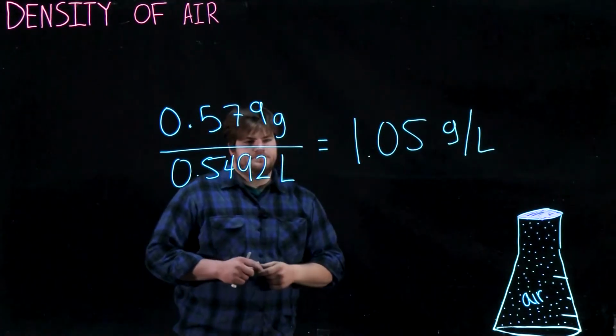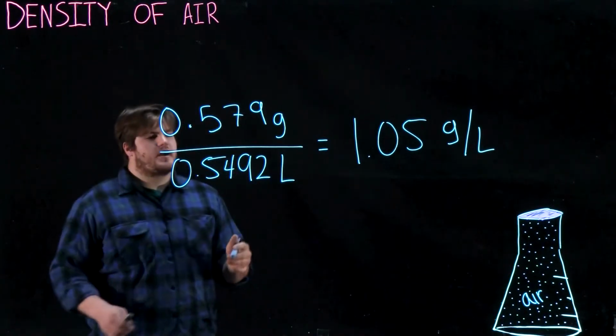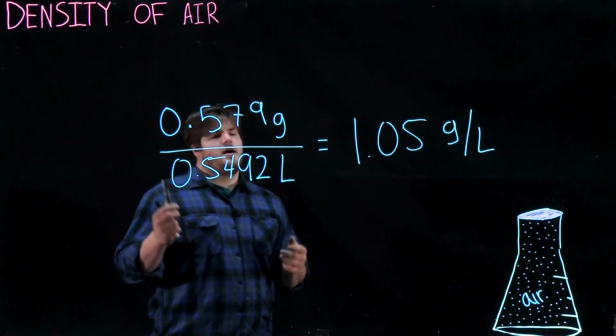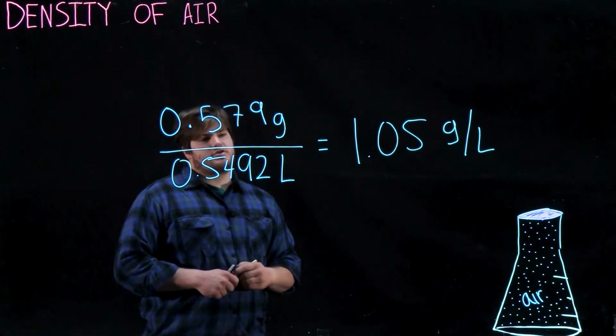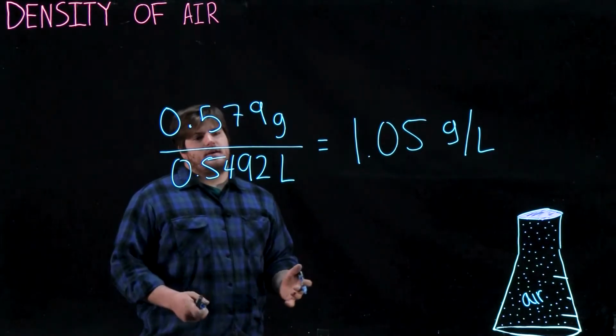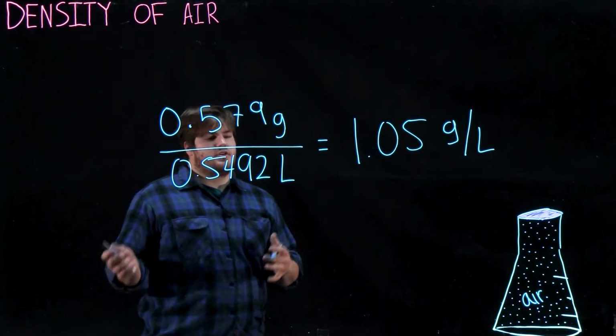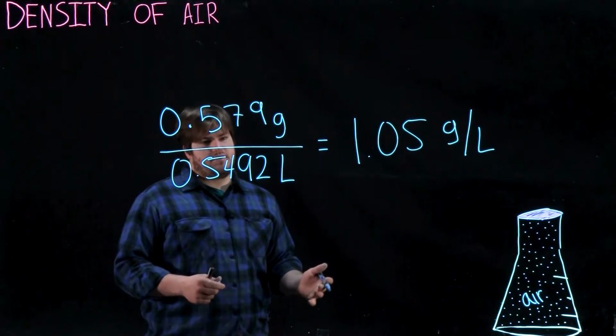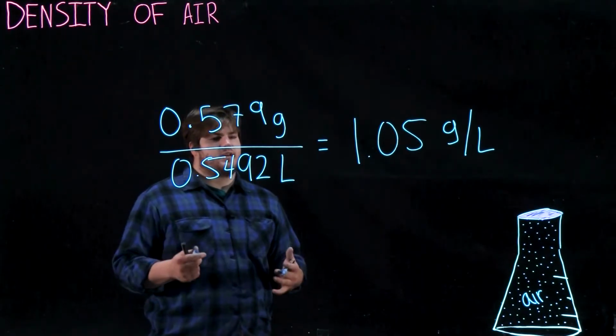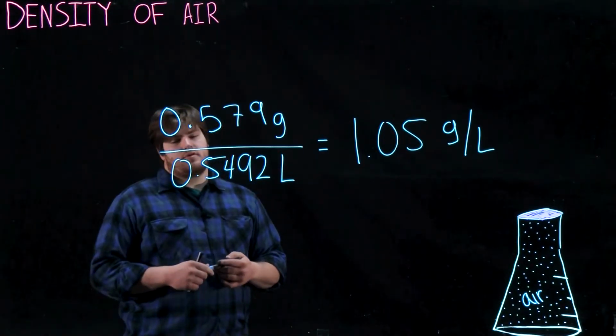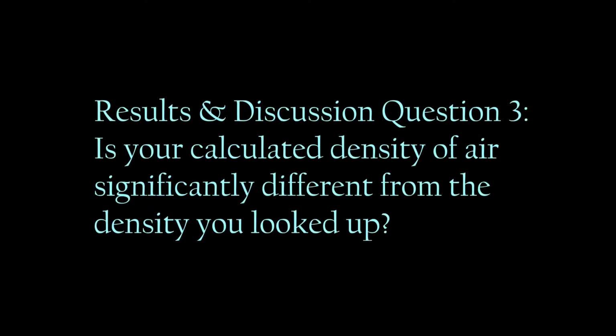So you'll do this calculation 3 times from your data for all 3 trials. Since you only measure the room's pressure and flask volume once, you can use the same pressure and the same flask volume for each calculation. Then you'll average your densities and calculate the standard deviation for post-lab question 2.